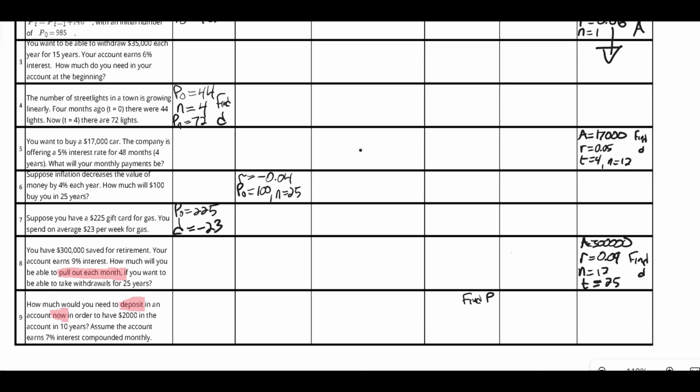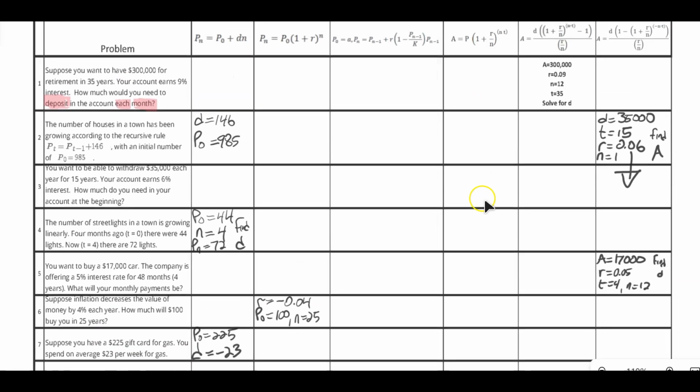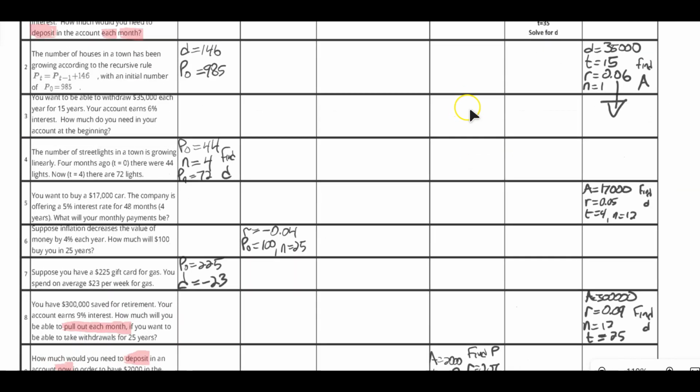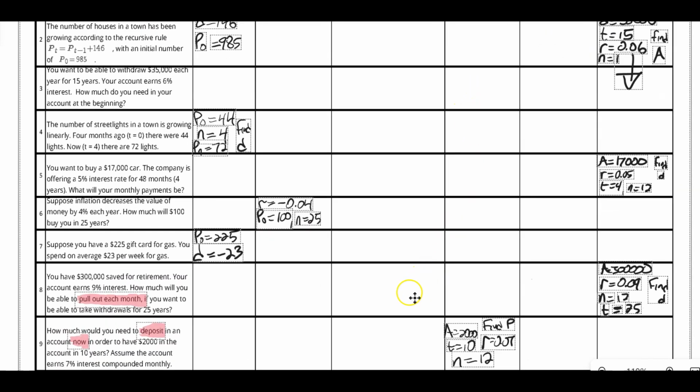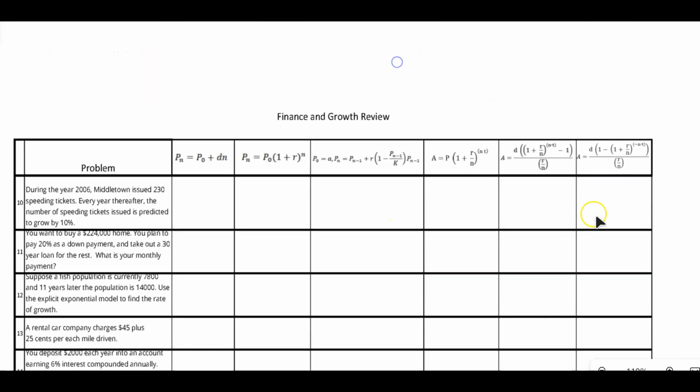In an account now, A equals 2,000 in the account in 10 years, so T equals 10, R equals 0.07, and compounded monthly, N equals 12. All right. Next questions.